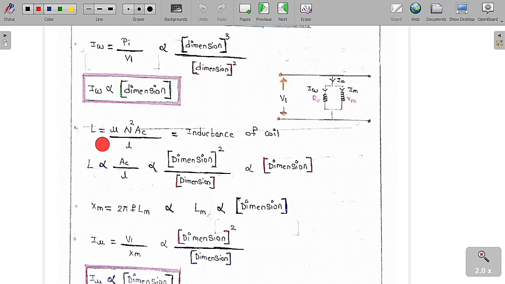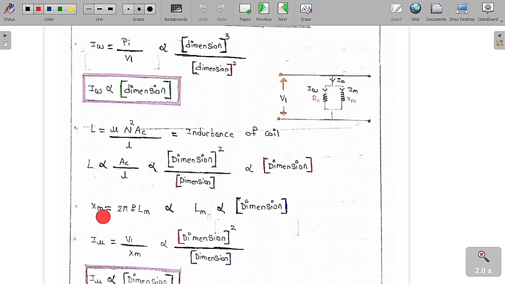Whereas for inductance, L is equal to N squared by R, where reluctance R is equal to l by mu A. A is called the area of the core, and L is the inductance of the coil. So L is directly proportional to the area of the core by length. Area of the core is linear dimension squared, whereas the length is one dimension. So finally we get that it is directly proportional to dimension. Simply, the inductance of the coil is directly proportional to linear dimension.